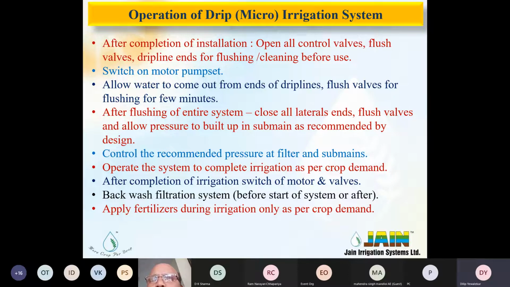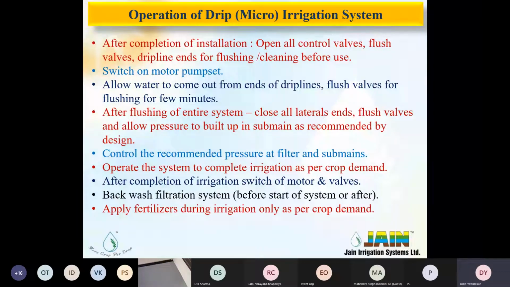Then switch on the motor pump set. Then allow water to come out from the end of the drip line flush valves, flushing just for a few minutes. After flushing, close all the lateral ends first, then the flush valves. Then allow the pressure to build up in the submain line and the main line as recommended by the design. Once the cleaning has been done, close all the ends of the laterals and flush valves, and the pressure gets built up in the system. And check the pressure. This pressure is recommended by the company, because the drip system is a pressurized system. It works at a certain pressure, like 1 kg to 1.5 kg.